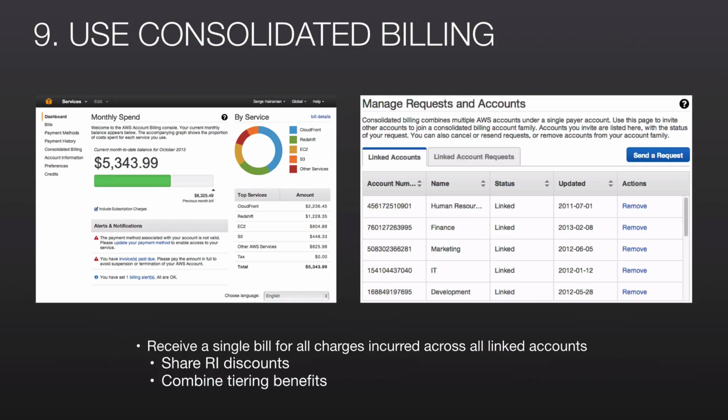It's actually very simple to set up as well. If you go into the billing console that you can see on the left here, you'll see in the left hand menu there is a consolidated billing option. Just go into there and it'll explain to you precisely how to set up and manage consolidated billing across sub accounts. That's definitely something that any customer that's running a complex environment with more than one AWS account should take a look at.